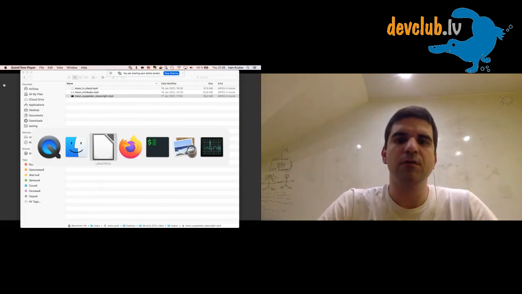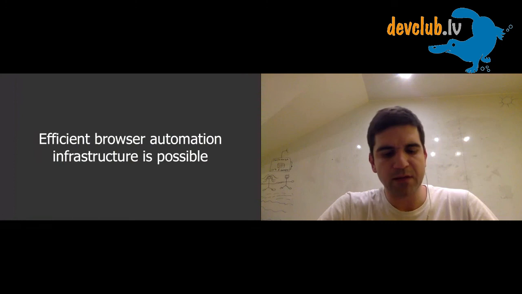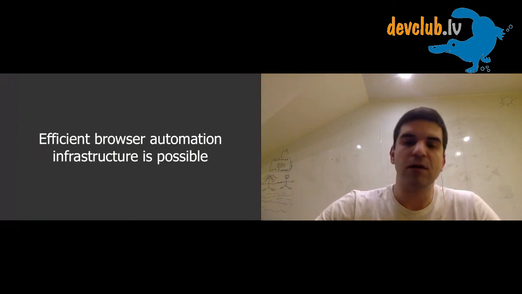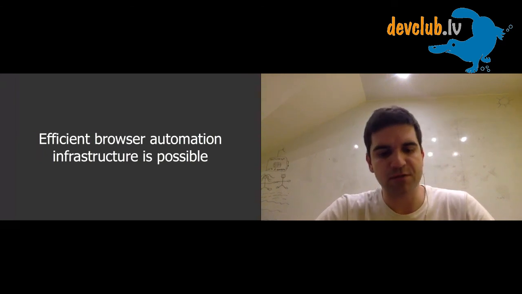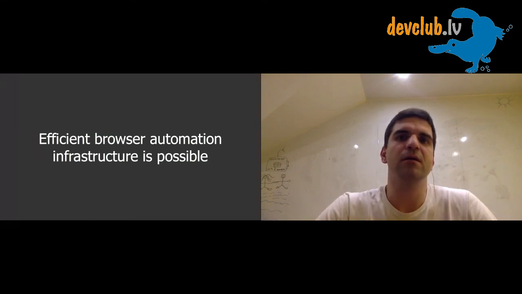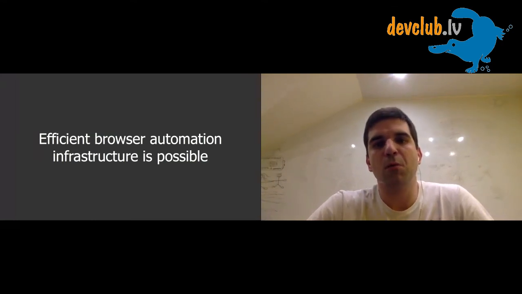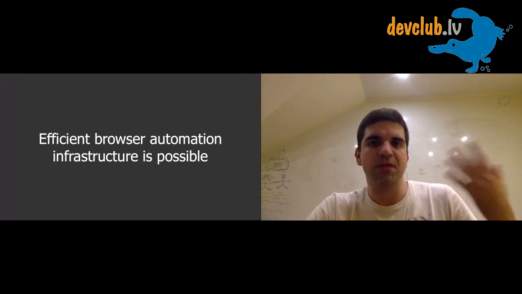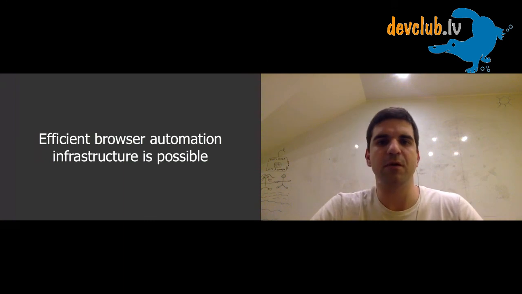So, to conclude, at the beginning of my talk, we've introduced rather strict requirements for the browser automation infrastructure, and you can see that satisfying the requirements is really possible. So efficient browser automation infrastructure is possible, and please don't use inefficient solutions for browser automation infrastructure.